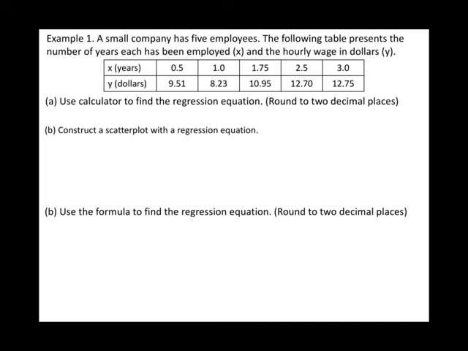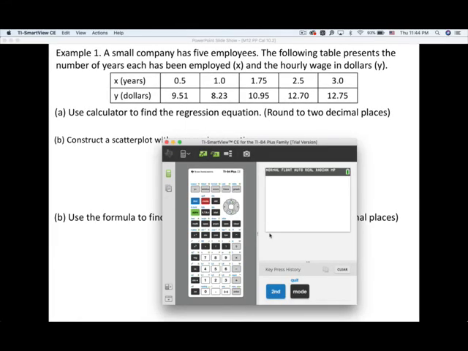A small company has 5 employees. The following table presents the number of years each has been employed and the hourly wage in dollars. Use the calculator to find the regression equation. So for part A, I want you to just use the calculator to find the regression equation.